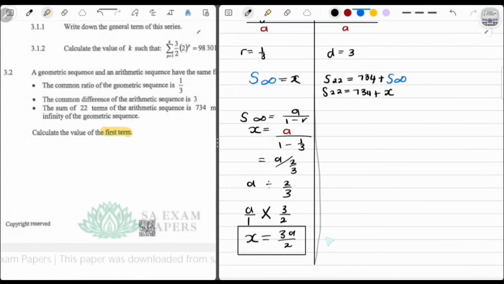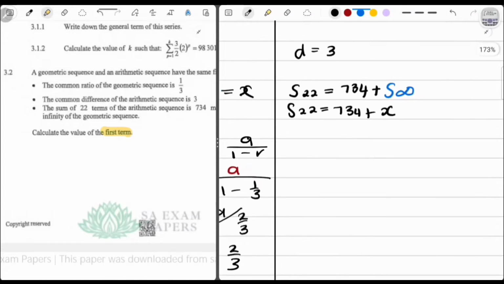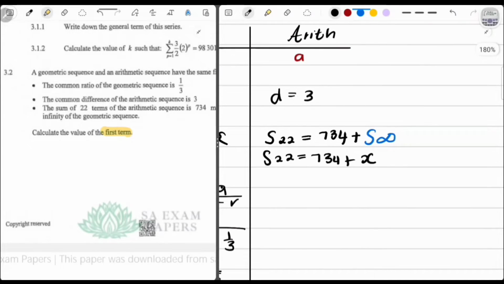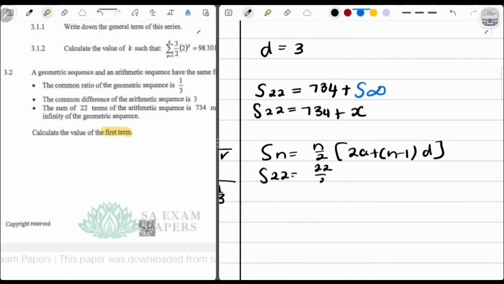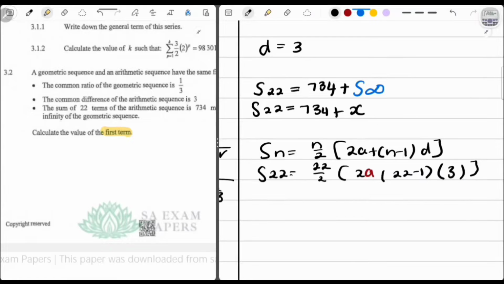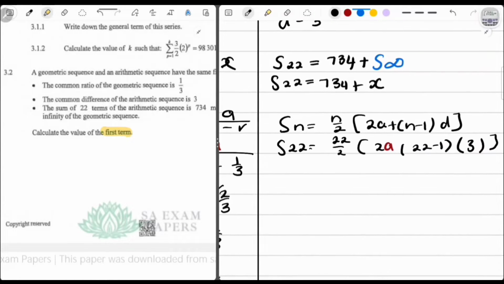So let's go ahead and find the sum of 22 terms. The sum of 22 terms of this, since they gave us d, we're going to have to use that sum formula that includes d, which is Sn is equal to n over 2 bracket 2a plus n minus 1 multiplied by d. And so we're saying the sum of 22 terms is equal to 22 over 2 multiplied by 2 times a. We don't know what a is, so I'm leaving that as 2a plus 22 minus 1 multiplied by d, which they told us is 3. So this is what we have, right?